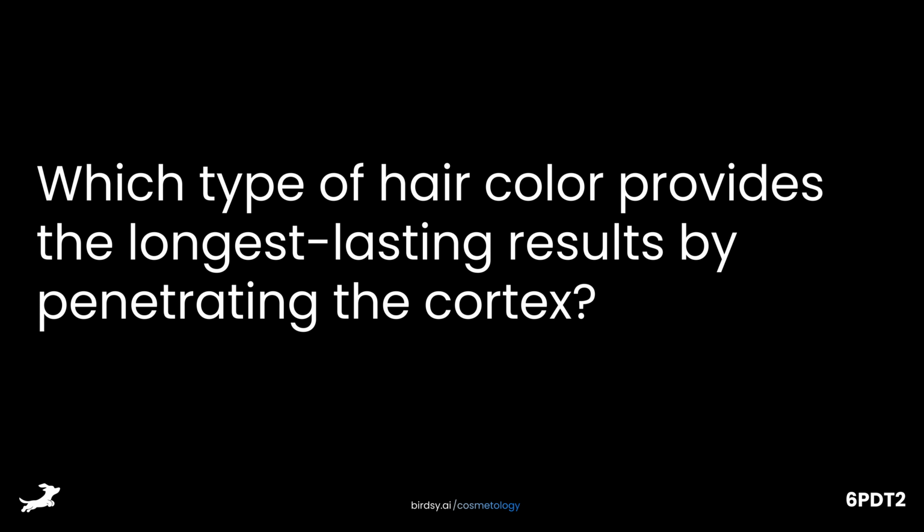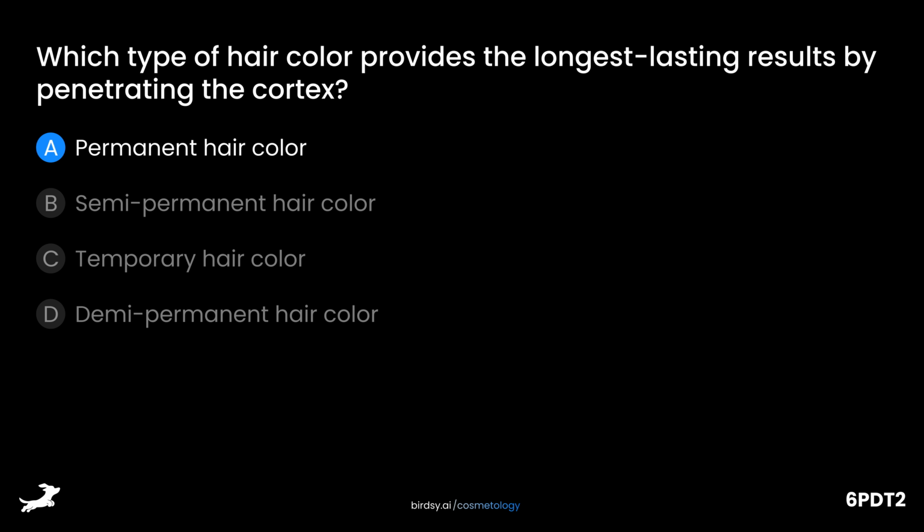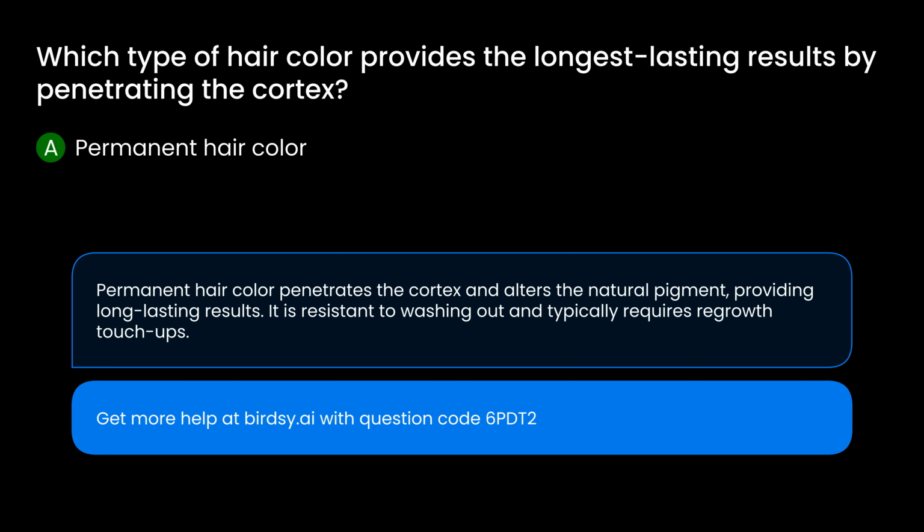Which type of hair color provides the longest lasting results by penetrating the cortex? Is it A, permanent hair color, B, semi-permanent hair color, C, temporary hair color, or D, demi-permanent hair color? The answer is A, permanent hair color. Permanent hair color penetrates the cortex and alters the natural pigment, providing long-lasting results. It is resistant to washing out and typically requires regrowth touch-ups.